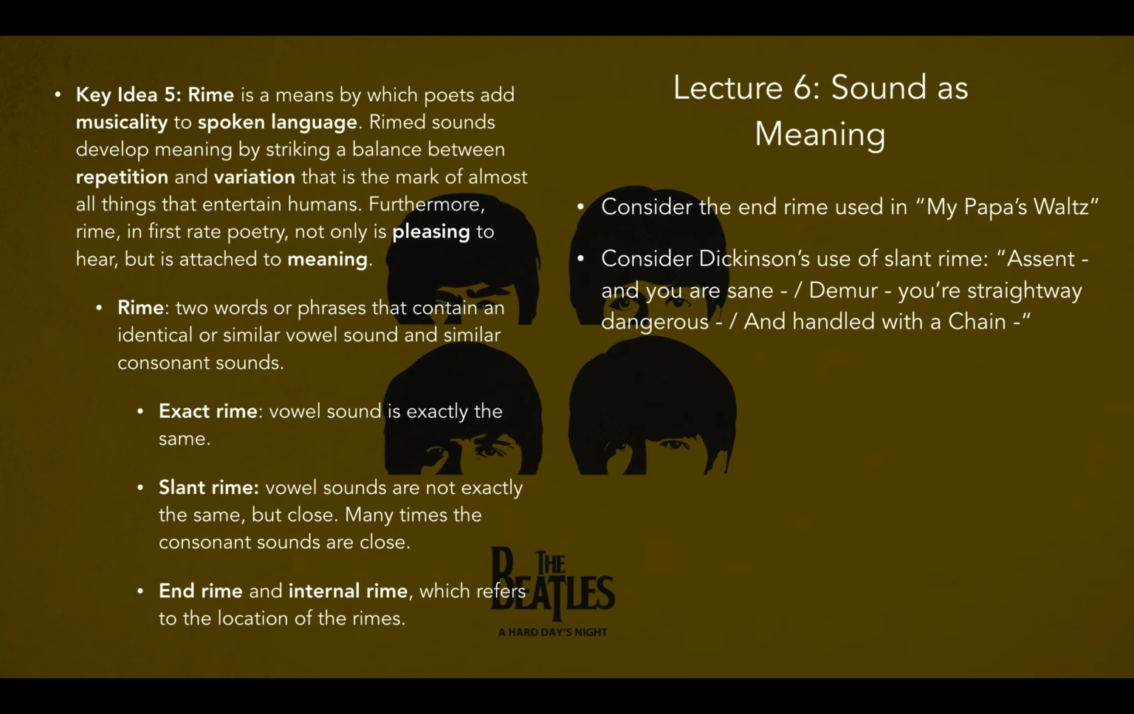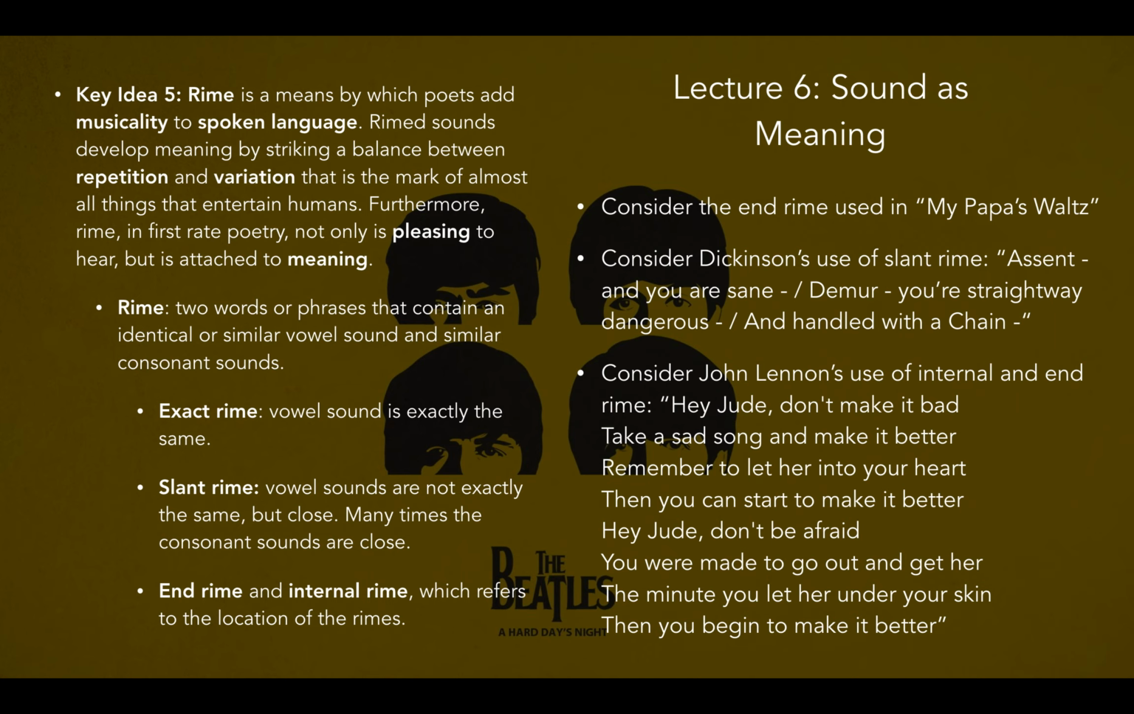All right, you could also consider Dickinson's use of slant rhyme in Much Madness Is Divinest Sense, which we talked about yesterday. You could consider the internal rhyme in Hey Jude. Don't make it bad. Take a sad song. There's an internal rhyme between the word bad and sad, and make it better. Remember to let her, okay, better and letter rhyme. Then you can start to make it better. Hey Jude, don't be afraid. You were made, okay, afraid and made. Internal rhyme. To go out and get her. The minute you let her, all right, get her, let her. Under your skin, then you begin to make it better.